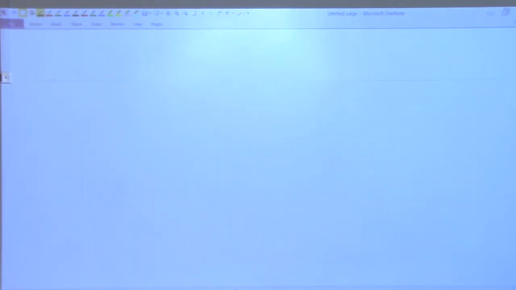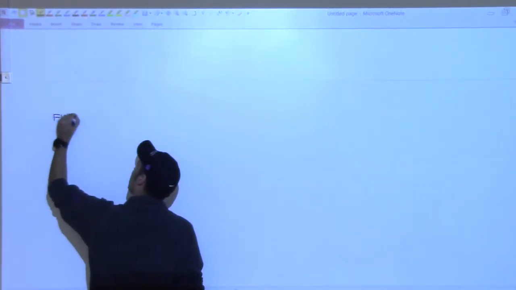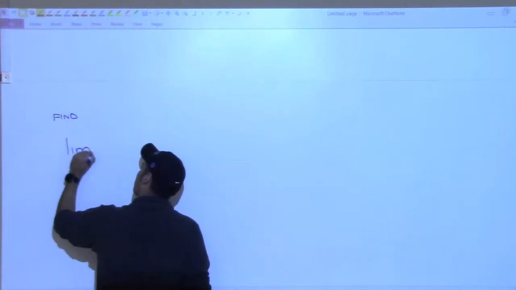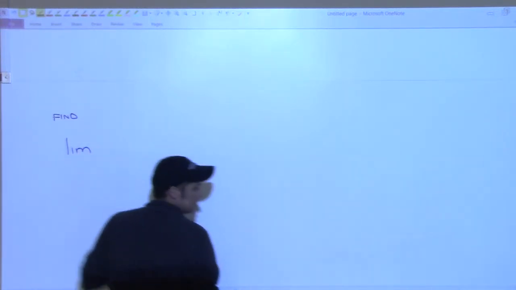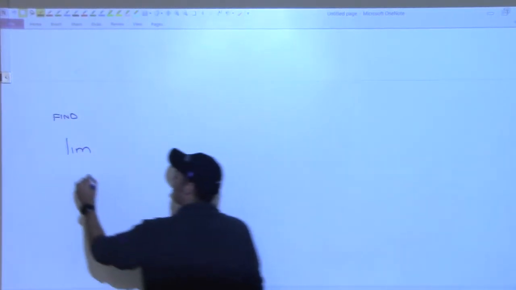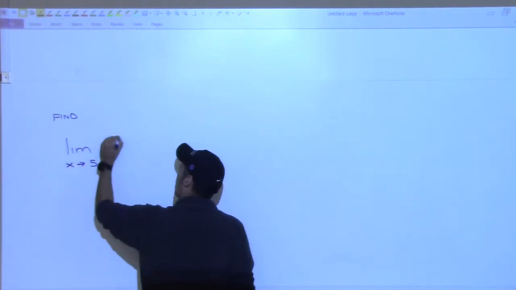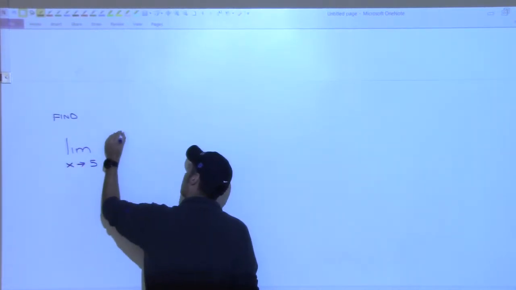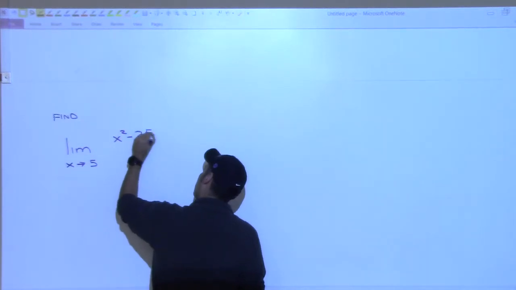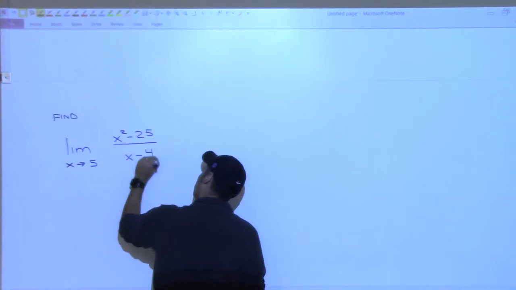First problem. Find the limit as, I want to just make up my own problems here. So as x approaches 5 of x squared minus 25 over x minus 4.